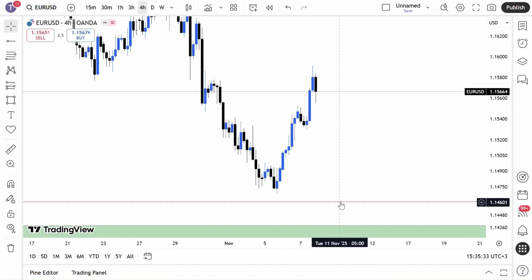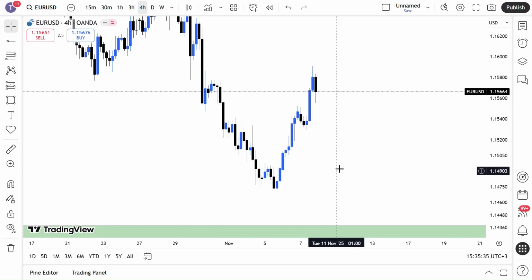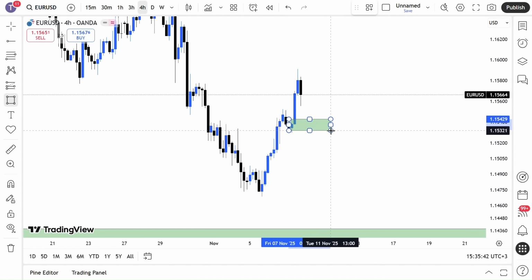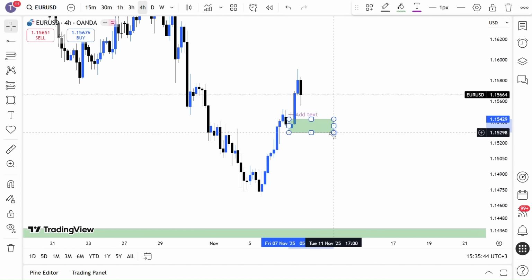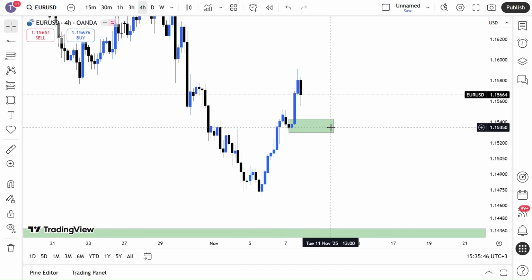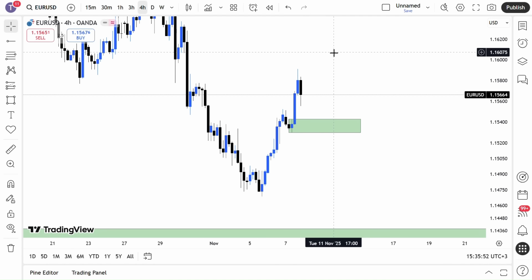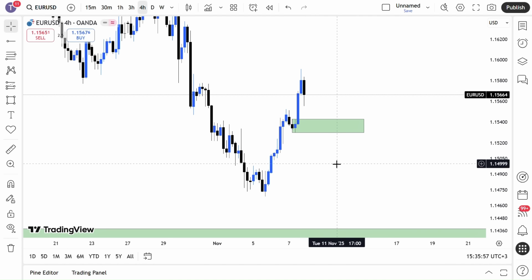So let me delete this. If I delete that, I want to see price coming into this level here. There is an order block here, this 4-hour order block, and there is a fair value gap. I expect price to fill in this fair value gap before we look for more buys to the upside. But I don't have much confluence on the Euro USD, the same way I have some more confluence on GBPUSD.